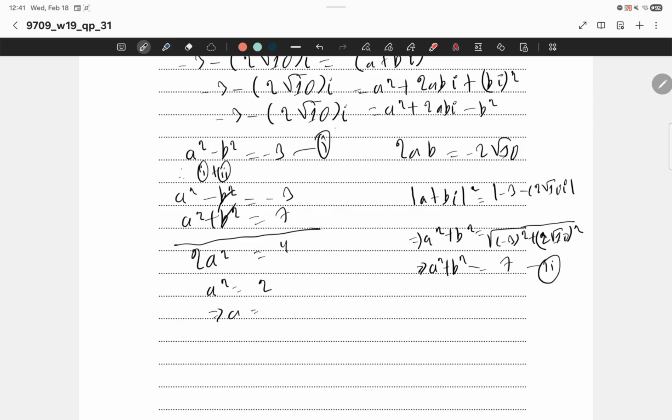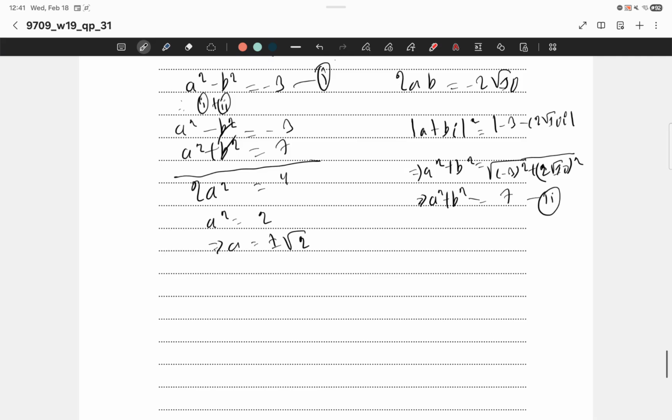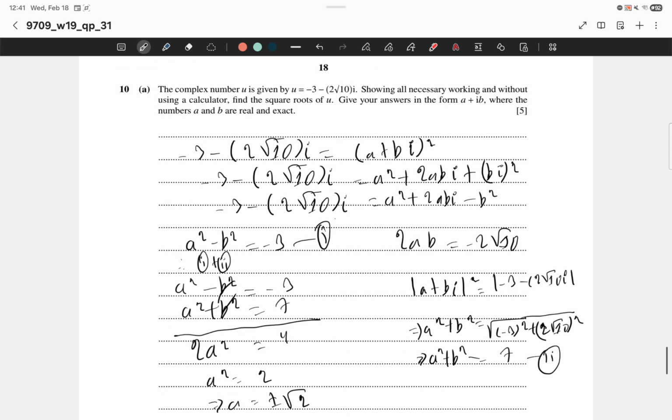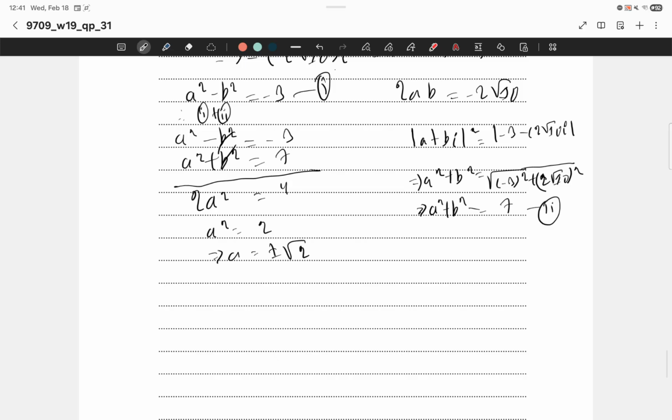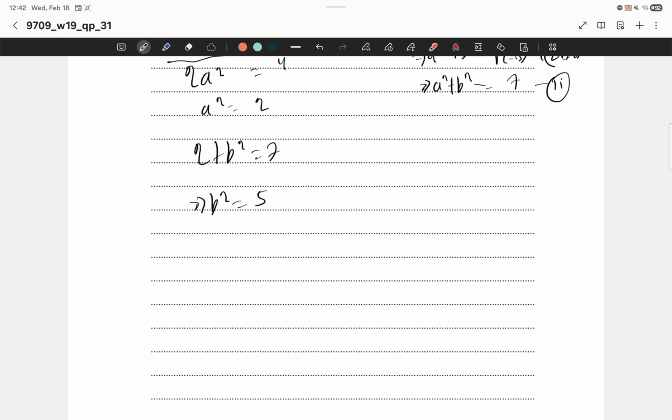A square is... wait, what was the value of a? So it's plus minus root 2. If we substitute in b, let's see. Actually it's not necessary to do this right now. So let's just write a square is 2. Then 2 plus b square is equal to 7, so b square is equal to 5. So we have a square and we have b square, right?